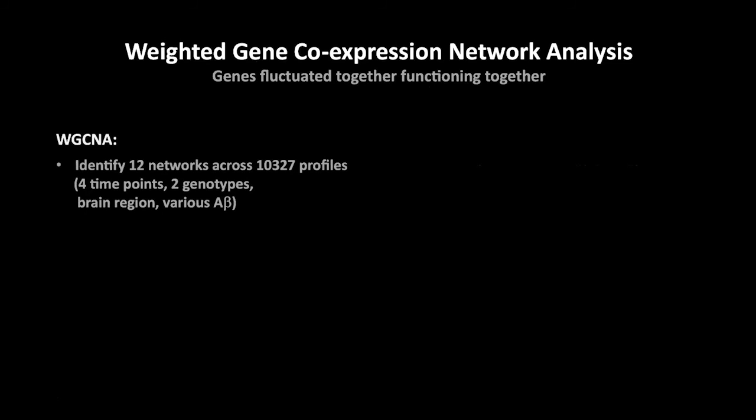We use the WGCNA algorithm, which can identify networks of genes co-expressed together across the database. So we do it across our more than 10,000 transcriptomic profiles and identify 12 networks in total. The networks can be driven by age, by genotype, and most importantly, since our database has spatial information, they can be driven by brain region or by the various levels of Ebitda deposition in each microenvironment.